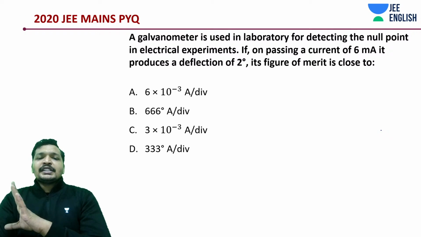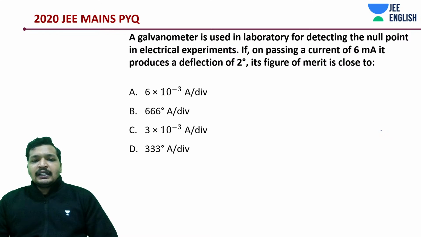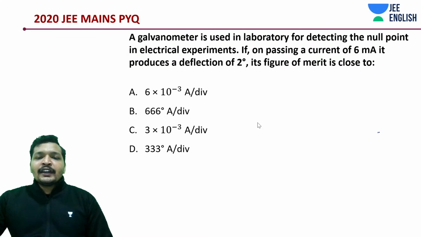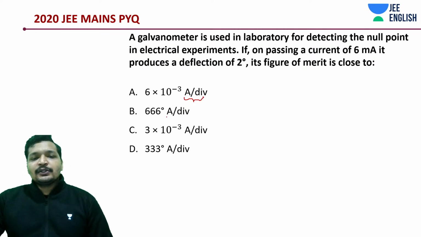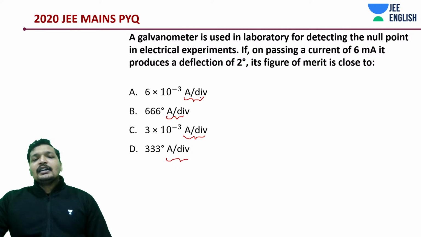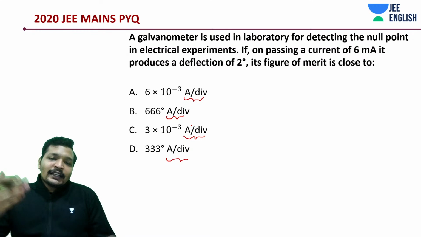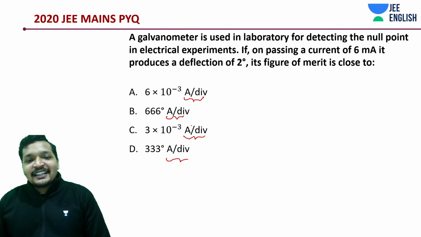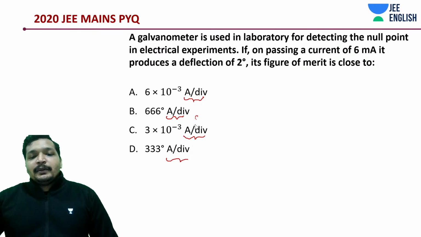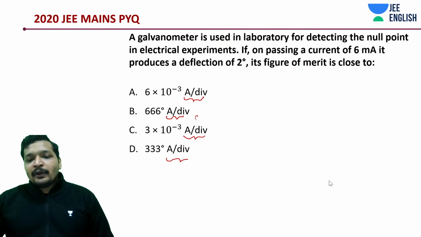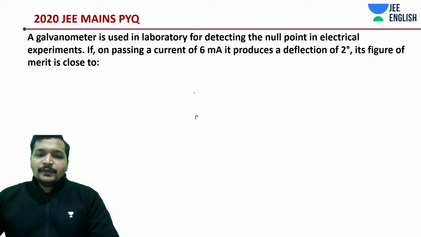What is the number of amperes per division? Notice the units. Whenever you are landing in a confusion during your exam, notice the units. It's a one-line question, right? One of the best questions this could be. Really easy question. Amperes per division. You have to take an ampere and divide by those degrees. Easy? It's a one-step problem.